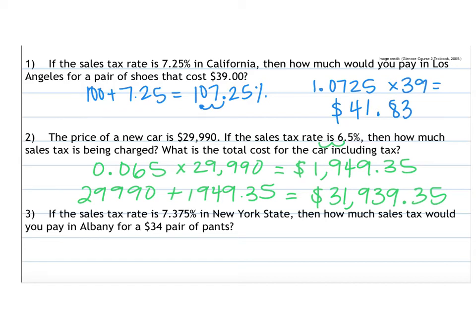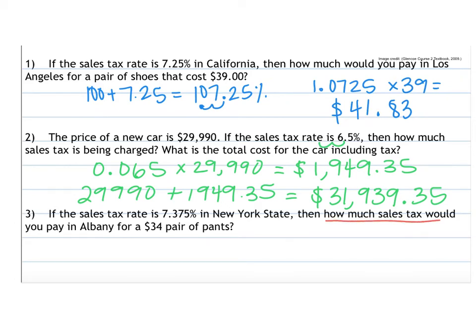It's always important to pay close attention to what the question's asking. Number 1 said, how much would you pay for the pair of shoes? So that wants the total cost. Number 2 was 2 parts. How much is the sales tax? And then how much will the total cost? This one is just asking how much sales tax would you pay?